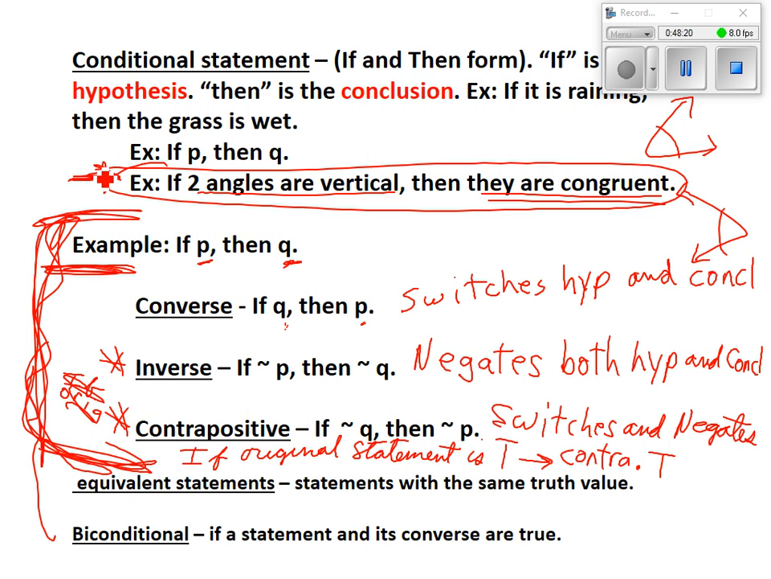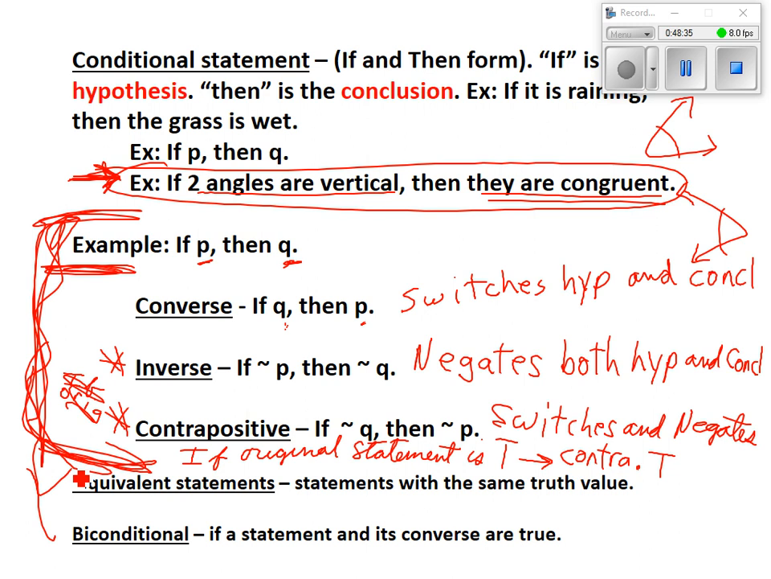Equivalent statements, we don't do a whole lot with equivalent statements. Equivalent statements are statements that have the same truth value. So if you got two statements and both of them are true, you say they're equivalent statements. If you got two statements and they're both false, you say they're equivalent statements.